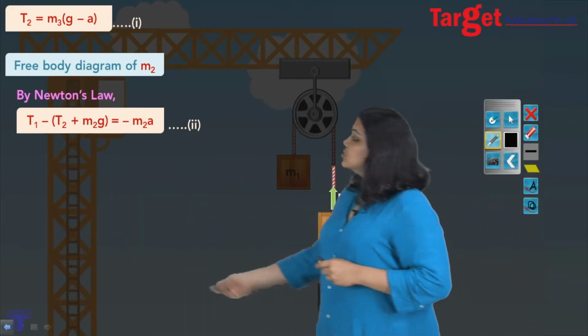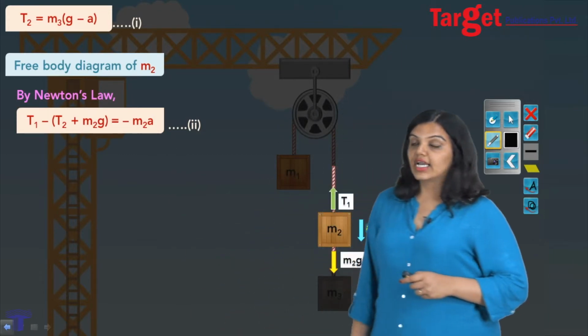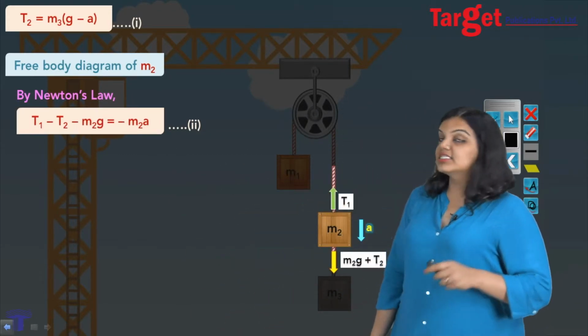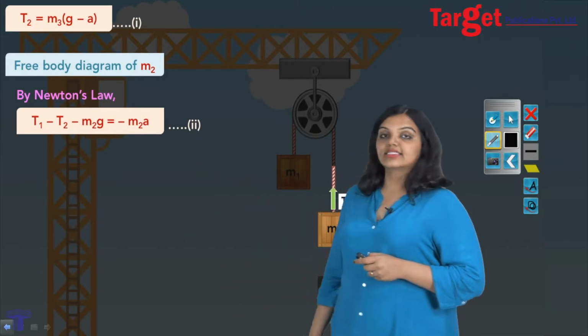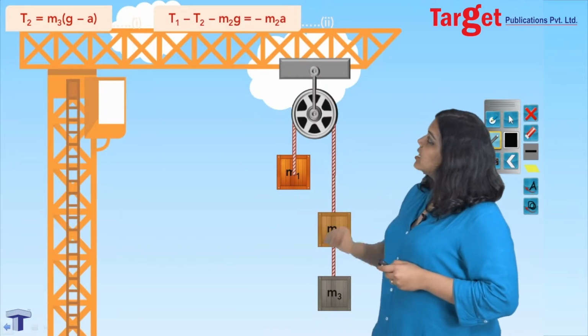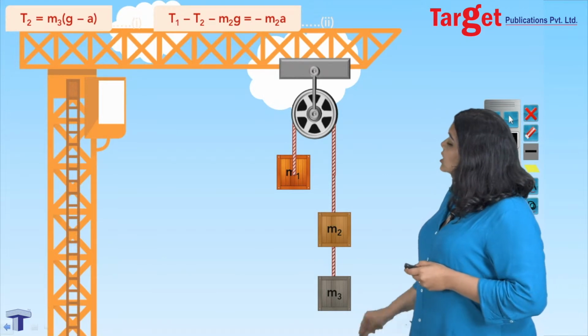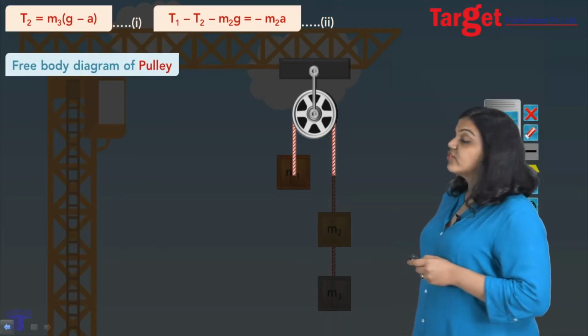Everything moves downwards, so acceleration comes with a negative sign. I rearrange this to give me T1 minus T2 minus M2G is equal to minus M2A. I need this, I save it. The next thing I do is draw the free body diagram of the pulley.